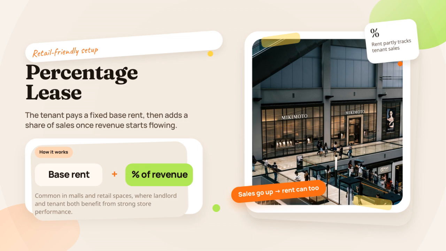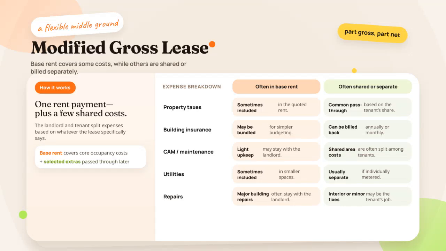Let's break down the expense breakdown in a typical commercial lease. The base rent usually covers the core occupancy costs, meaning the essential amount you pay to lease the space itself. Often, property taxes and building insurance are included in this base rent, but sometimes they might be billed separately based on your share of the building.